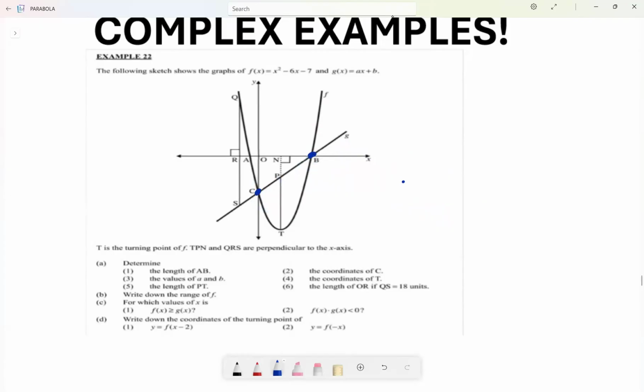Remember, where two graphs meet, it means those graphs are equal at that particular point, right? It means at B here, f(x) is equal to g(x). Similarly here, f(x) is equal to g(x). And then what do I see? This is perpendicular, so it means it is a straight line like that, and this is also a straight line like that, and we have O, R, all of those.